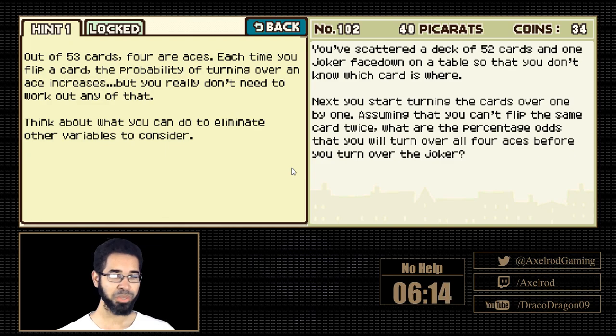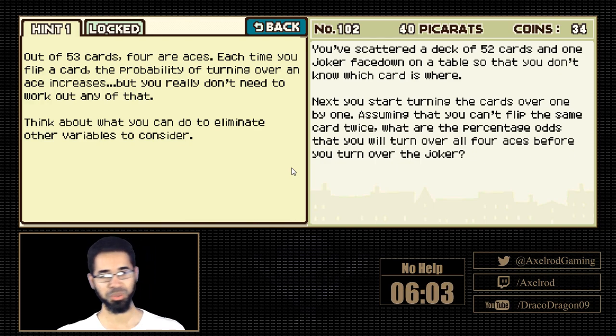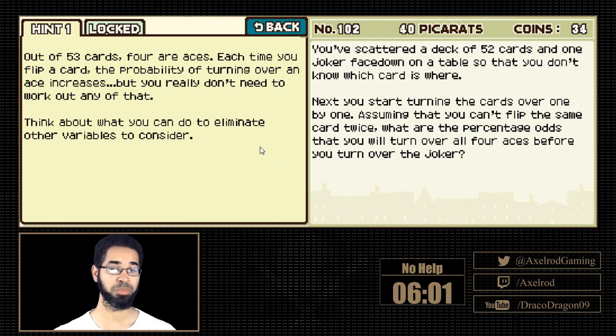Out of 53 cards, 4 are aces. Each time you flip a card, the probability of turning over an ace increases, but you really don't need to work out any of that. Think about what you can do to eliminate other variables to consider.